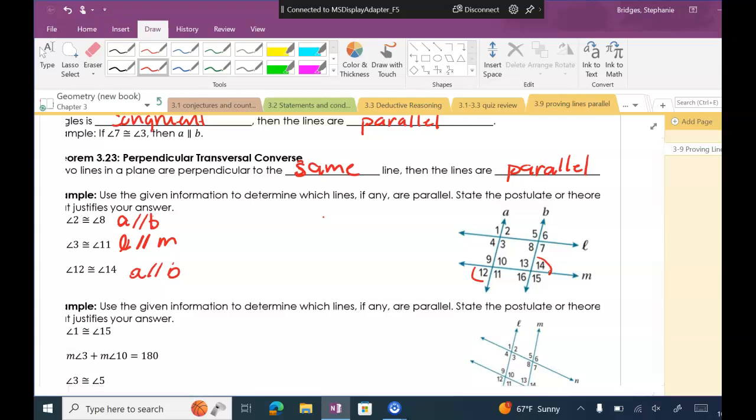Alternate exterior, yes. Is everybody good with that? That's supposed to be a B there. My pen's just not on the right.